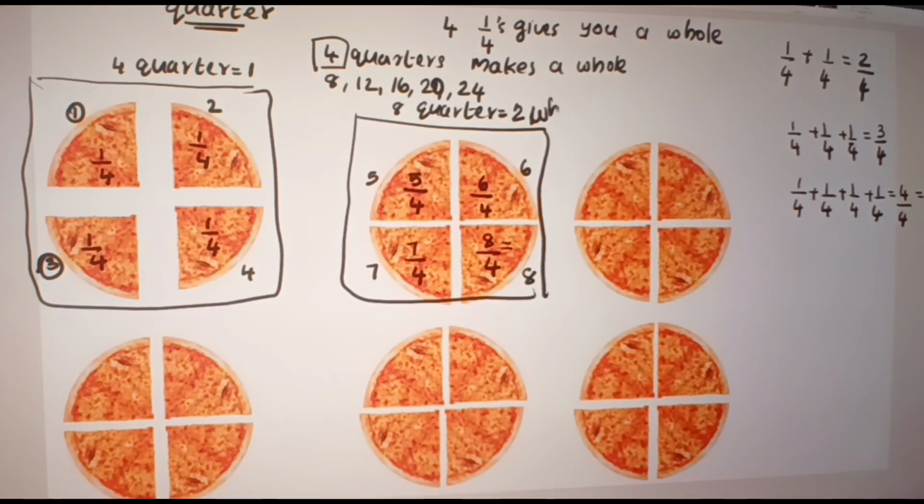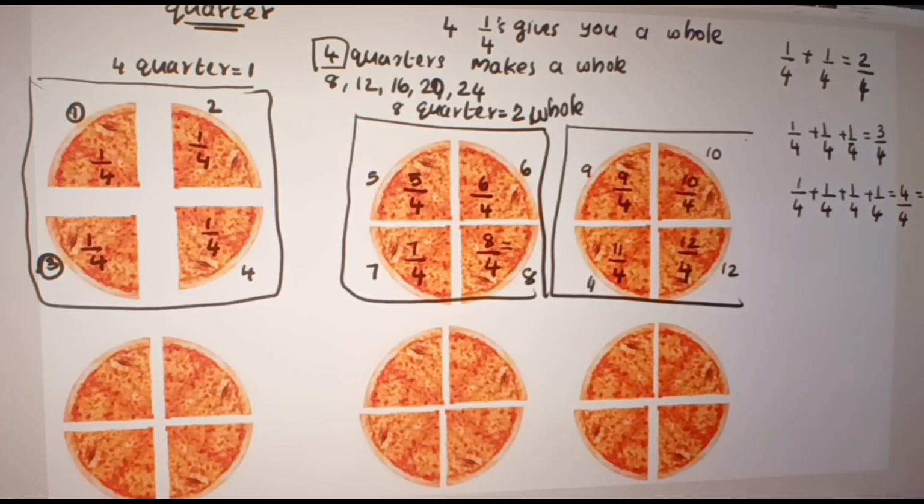8 quarters make you 2 wholes. Now we are adding 9 quarters. So 9 over 4. Now we are adding 10 quarters, so 10 over 4. Now we are adding 11 quarters, so 11 over 4. Now we are adding 12 quarters, so 12 over 4, that means 3 wholes. 12 quarters make 3 wholes. So 12 divided by 4 is 3.